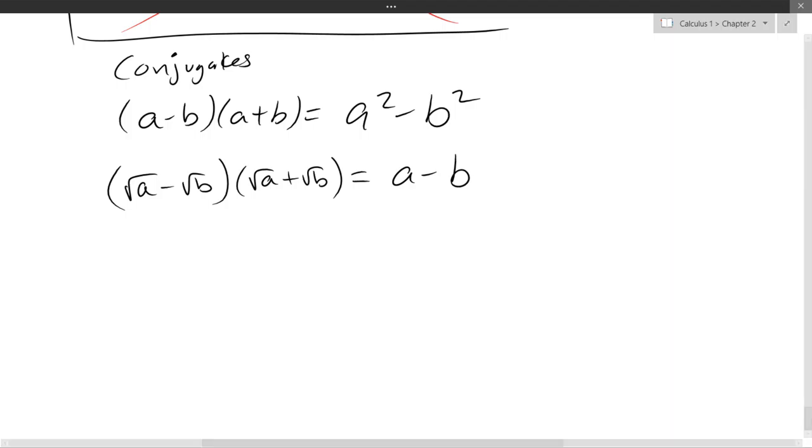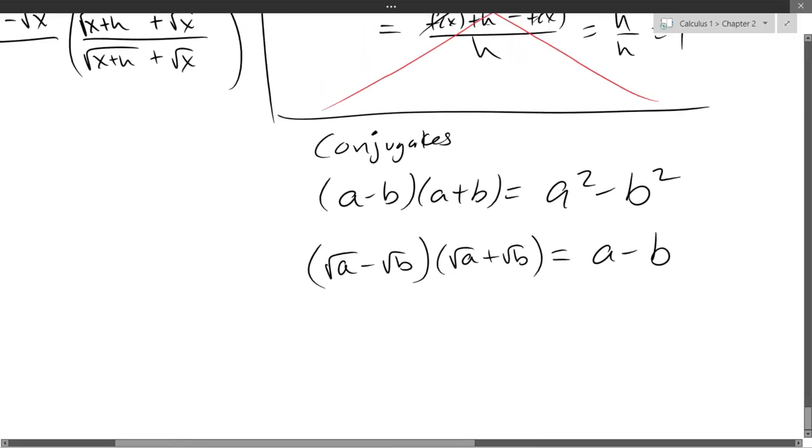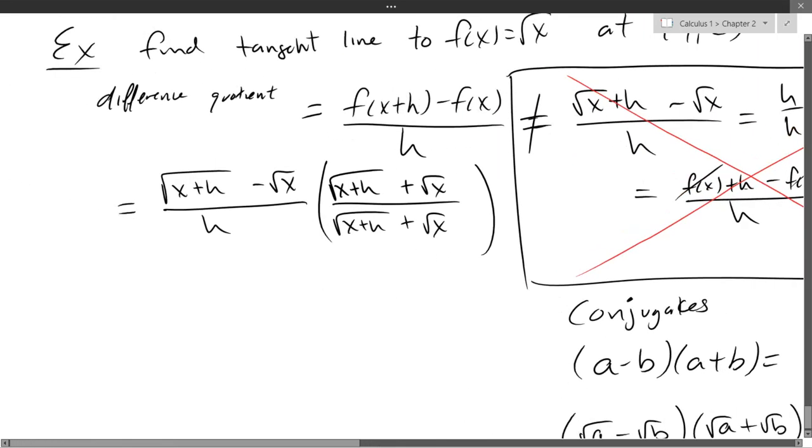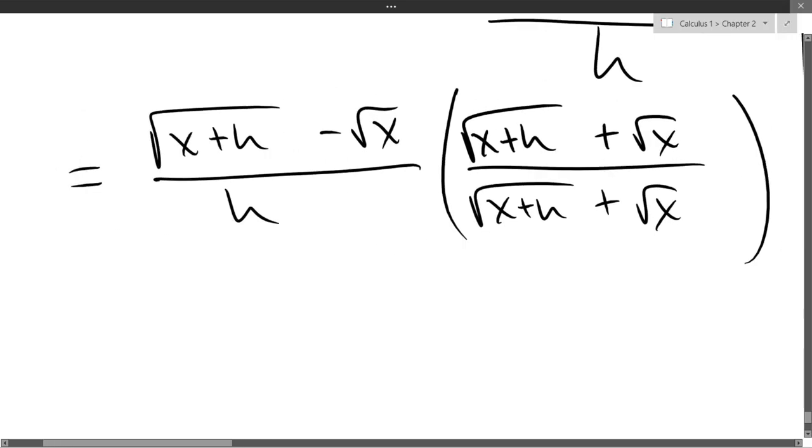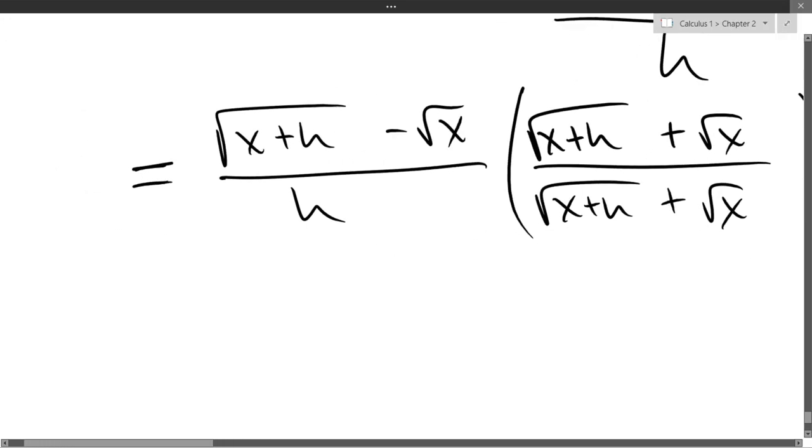So if you see a square root minus another square root, you can multiply by the conjugate. Now you can't just multiply by the conjugate. That's illegal in the math world. So we multiply by the conjugate divided by itself, because that is the number 1 right there. So that's how I can still say that that's equal to the step we just did before. So I multiply by 1 right there.